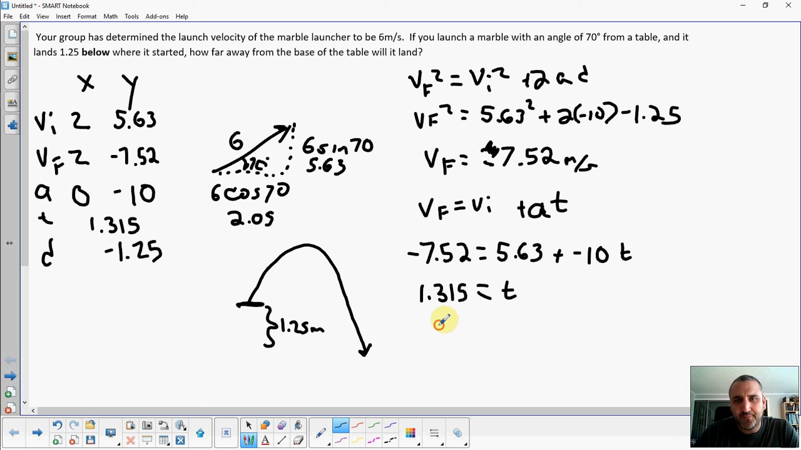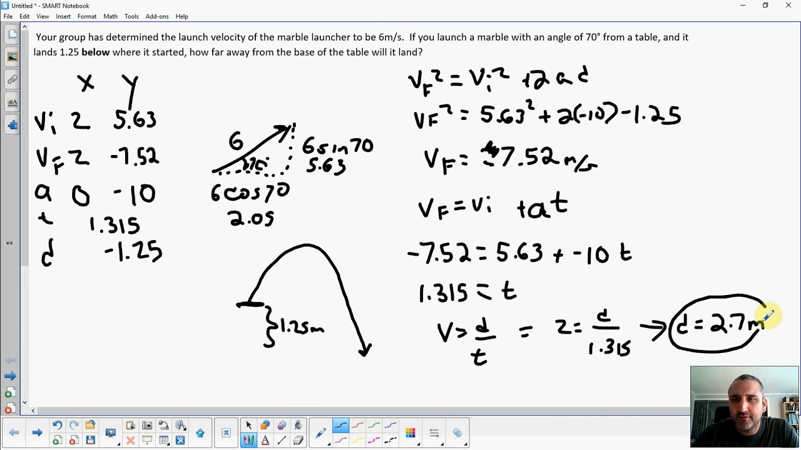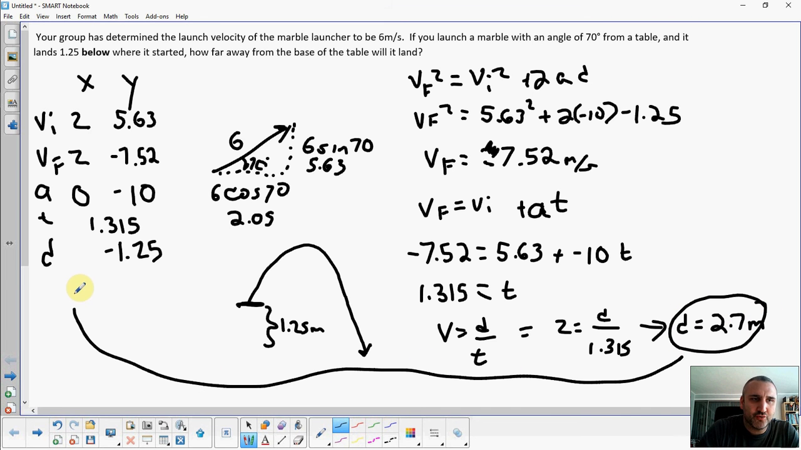And now we can do V equals D over T in the X to get, let's see, 2 equals, so V equals D is what we're looking for, over time, which is 1.315 seconds. Multiply both sides by 1.315. We're going to get a displacement of 2.7 meters away. So that's your answer for the first one. Plug it in there. So from here to here should be about 2.7 meters away.